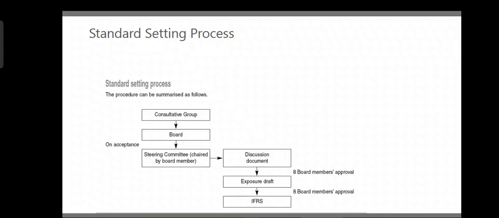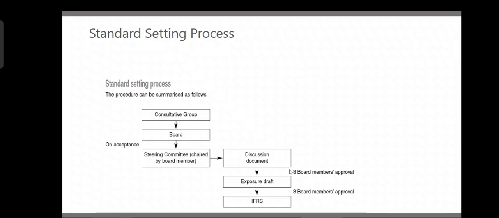And that agenda is submitted to the IASB board, which has 15 people. If 8 members approve it, they create a steering committee. Again, a steering committee consists of 2 or 3 members of IASB. There are 15 members within IASB, and you cannot allocate all 15 people to work on one assignment. So we have one assignment given by the consultative group, approved by the board, and we create a steering committee, a group of 2 or 3 members who are going to actually work on that assignment. Then they prepare the discussion document, which is called DD. This discussion document can be considered as the first draft, the initial version of the standard. It is submitted to the board.